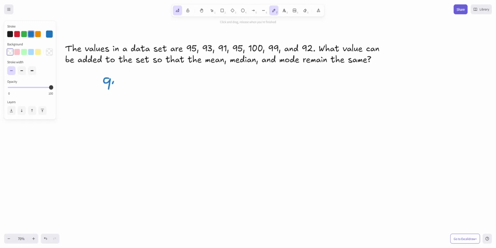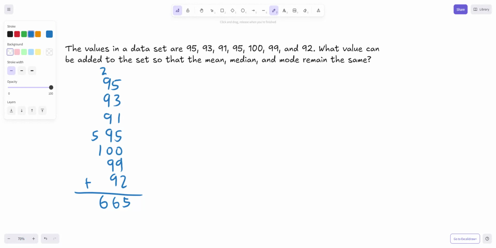So let's see. 95, 93, 91, 94, 95, 100, 99, and 92. Holy moly, that's a lot. So that's 8, 9, 14, 23, 25. How many nines are there? 1, 2, 3, 4, 5, 6 nines. So that's 54 plus 2 is 56. 5 plus 1 is 6. So this adds up to 665. And there are 1, 2, 3, 4, 5, 6, 7.